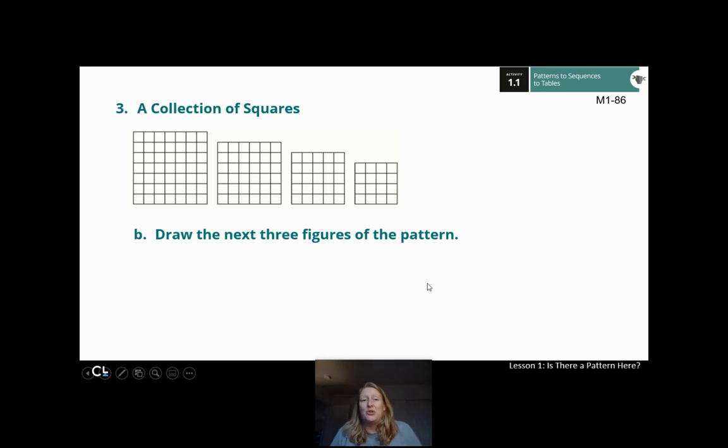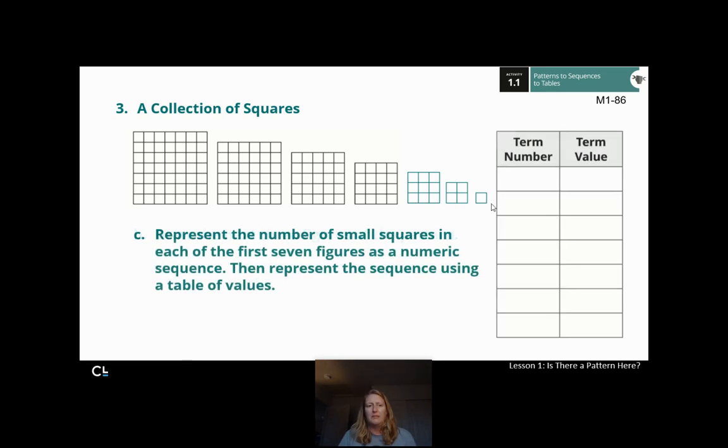Since this means I need to draw the next 3 figures in the pattern for part B, I did that. So this is 7 squared, 6 squared, 5 squared, 4 squared. The next one needed to be 3 squared. The next one needed to be 2 squared. And the last one was just 1 squared. Again, so lonely. I feel like those last terms are lonely.